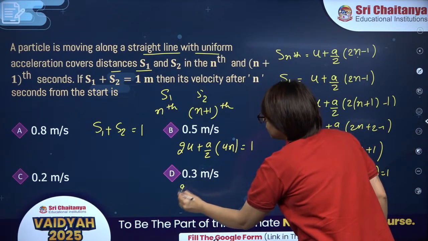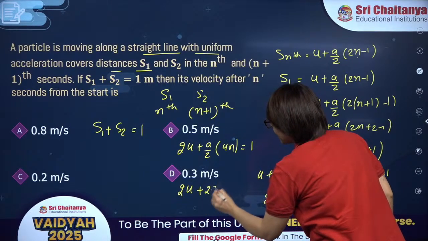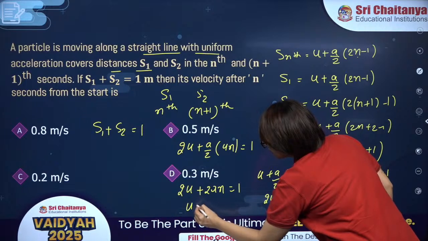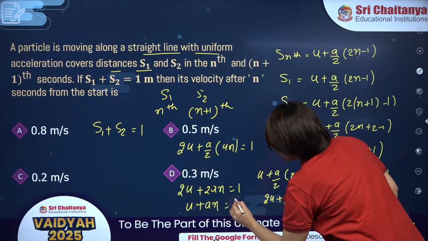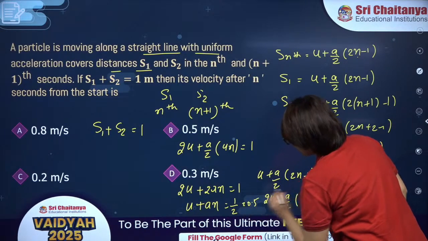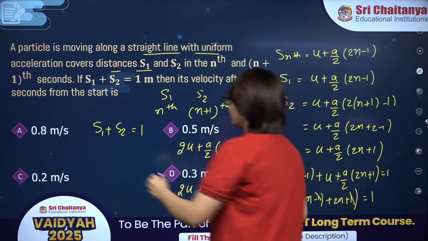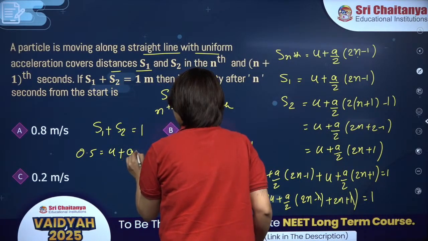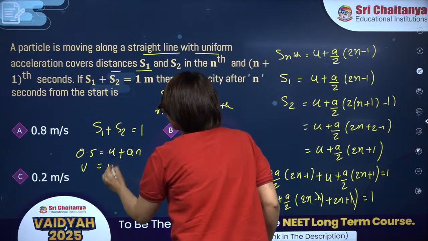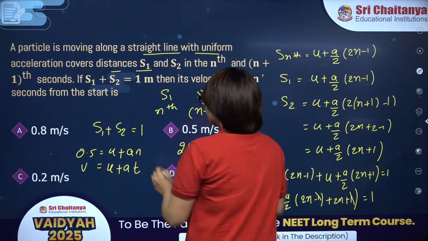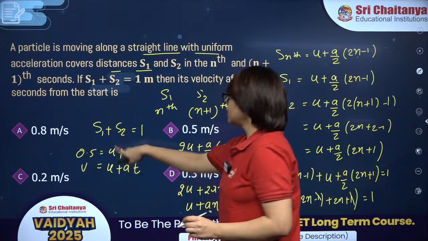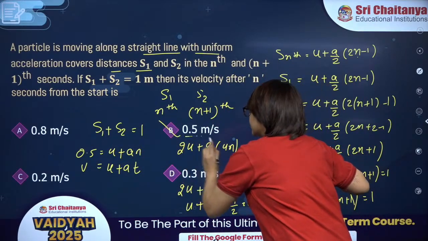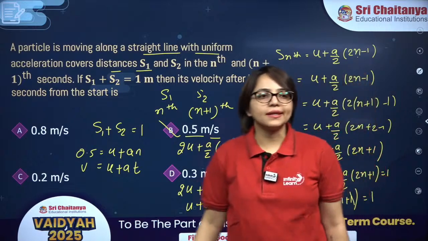So it is 2u plus 2an is equal to 1. So you can take 2 common. So it is u plus an is equal to 1 by 2, which is equal to 0.5. Right. So what do we have? 0.5 is equal to u plus a into n. So if you compare it with v is equal to u plus at, t is equal to n second, a is a, u is u, then v will be 0.5, which is option B. Well done guys. Option B is the correct answer.